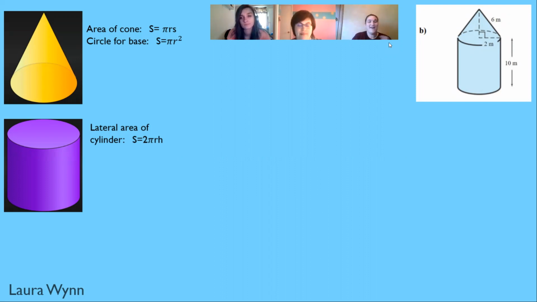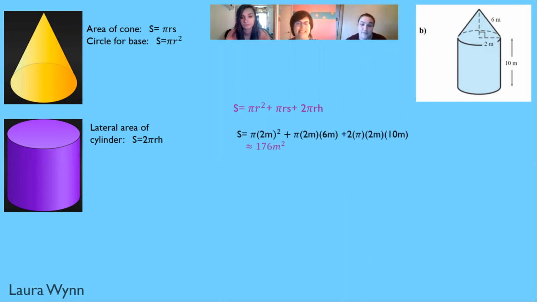Very good. All right, to find the surface area of this shape that they've given us, you're simply going to add up all those formulas together like we've done here. Where does the S come from in that formula? S actually stands for the slant length of the triangle over here. The 6 m is actually the slant length of the triangle. We're going to plug in all the information that's given to us into our formula, and we're going to solve it. So it's approximately 176 meters squared is the surface area of our object.